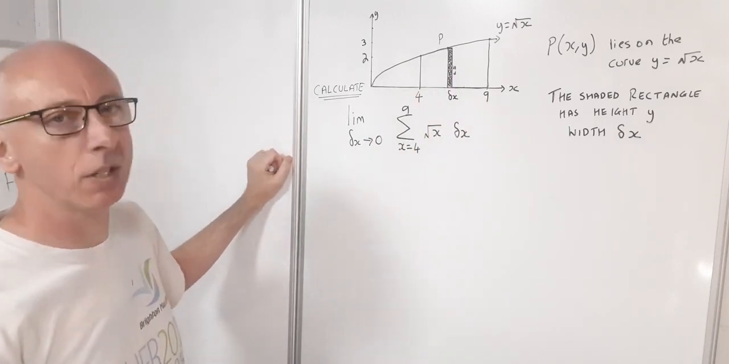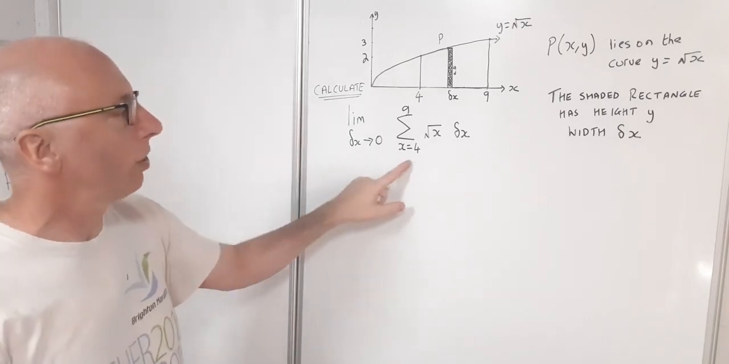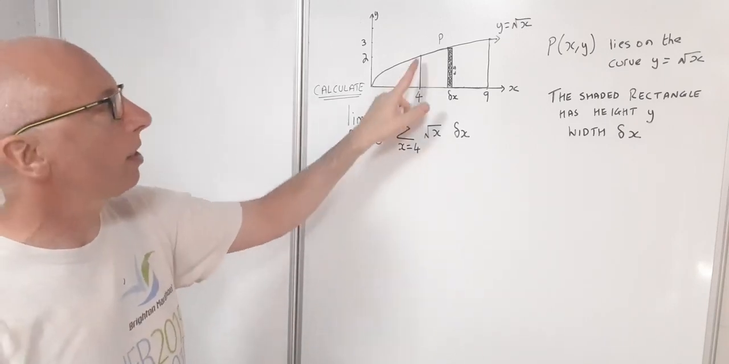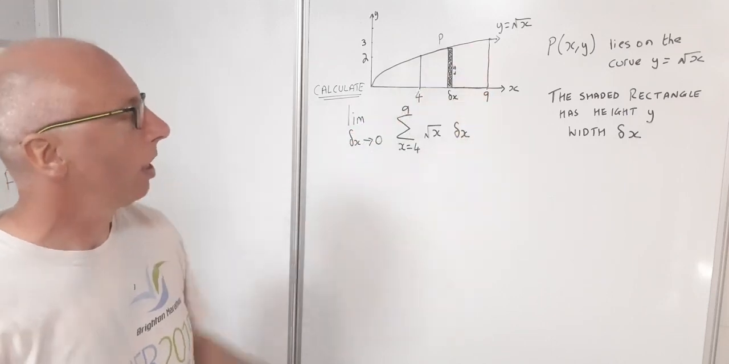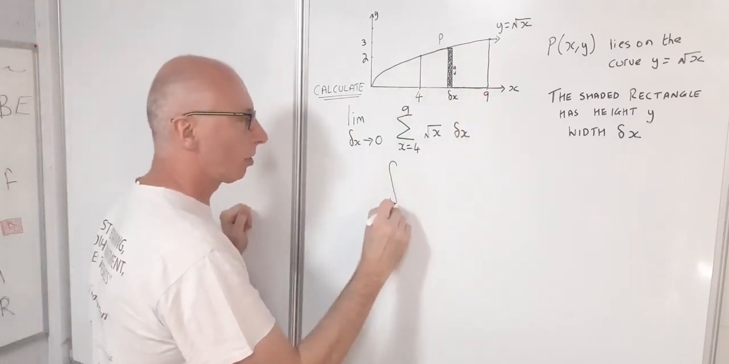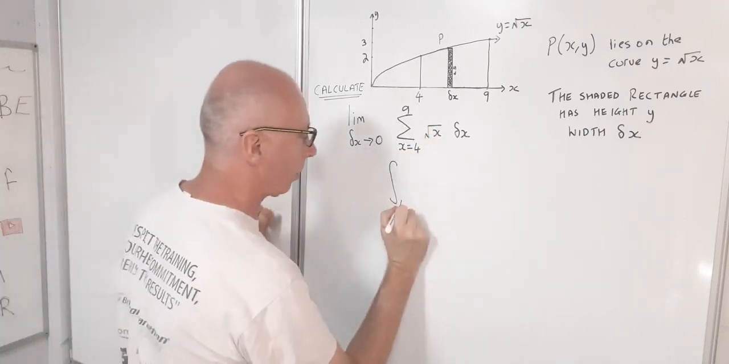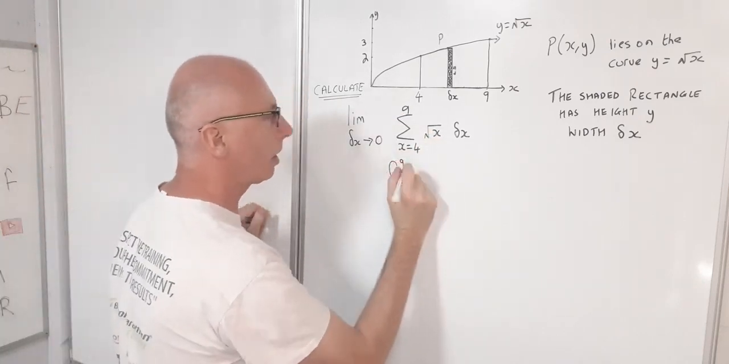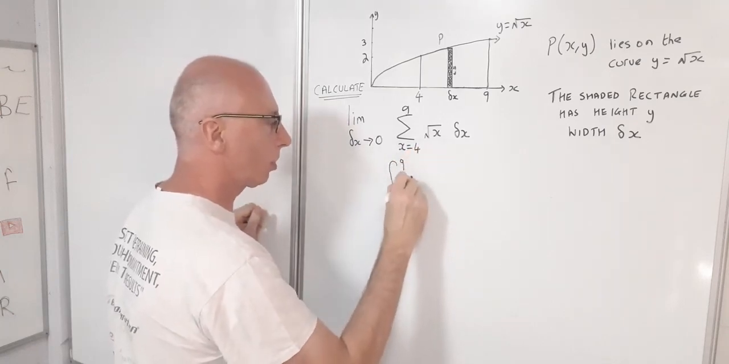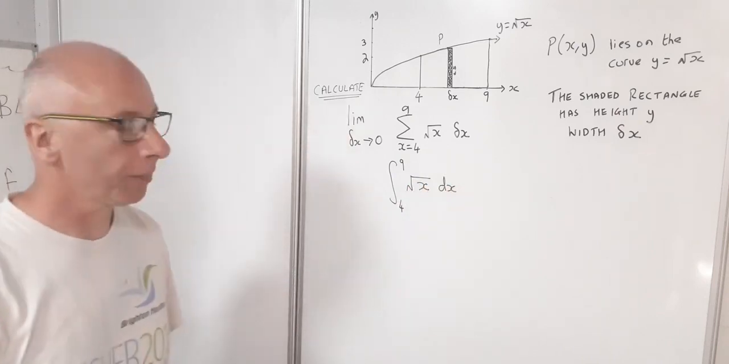We can use the trapezium rule using summation, or we can just turn this into an integral. As this is continuous over this curve, we can just go straight into an integral. So now we've got the integral using the range of this summation. So we've got 4 and 9. Put in the function square root of x and then dx.